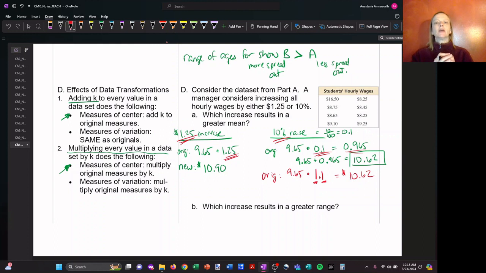All right. Which increase results in the greater range?